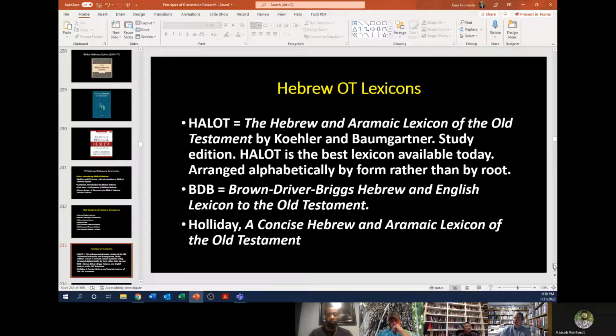So for lexicons, again, if you have Accordance or Logos, you might want to have one of these lexicons. It makes it a lot easier to right click and be able to look at a definition. You can link your lexicons to your Hebrew text. But HALOT here, the Hebrew and Aramaic Lexicon of the Old Testament, Koehler and Baumgartner, the study edition, is probably the best lexicon available today. BDB is the one I went to school with back in the 80s. That's what we were using, Brown, Driver, Briggs. And then you have Holladay, Concise Hebrew and Aramaic Lexicon of the Old Testament.